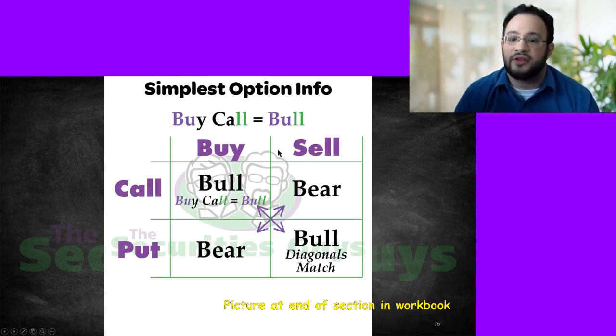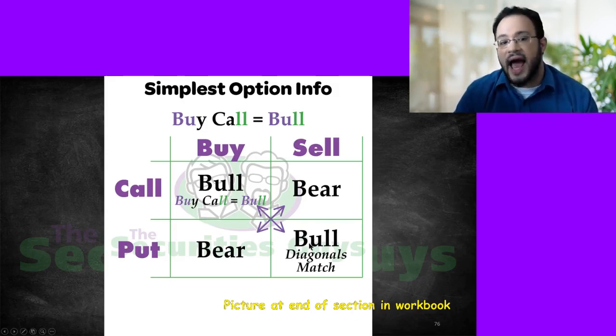It doesn't matter if this is buy and sell or sell and buy, call and put or put and call, or if even the call and put's up here and the buy and sell are down here. It doesn't matter. As long as the buy and sell are in the same place and the put and call are in the same place, go find the buy a call. We know buy call is bull. So that's the bull. Diagonals are also going to be bullish.